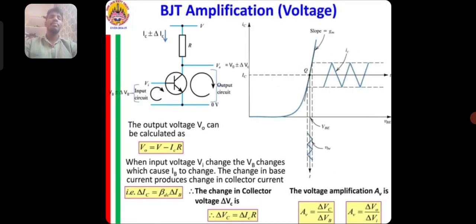And next, BJT amplification voltage. The output voltage V0 can be calculated as V0 is equal to VCC minus IC R. When the input voltage Vi changes, the VB changes, which causes IB to change. The change in base current produces a change in collector current. Delta IC is equal to beta DC delta IB. The change in collector voltage delta VC is equal to delta IC R. The voltage amplification AV is given by these formulas of BJT amplification voltage.